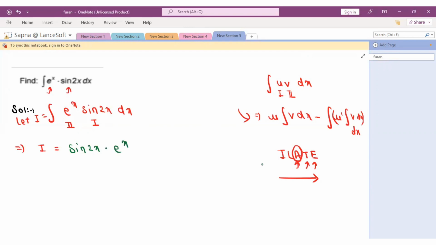So that will become multiplied by e raised to x, minus, using the formula, the integration of the derivative of the first function. The derivative of sine theta we all know is cos theta, so here the derivative of sine 2x will become cos 2x, and of course we are going to use the chain rule, so we will do the derivative of 2x as well. The derivative of 2x will be 2.